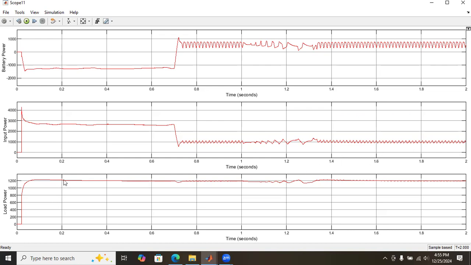And the load power is around 1200 watts. Initially it is around 1200. After 0.7 seconds, there are slight oscillations, but it is still maintained at 1200 watts. So the load is consuming constant power irrespective of whether the battery is charging or discharging, or PV is available or not available.